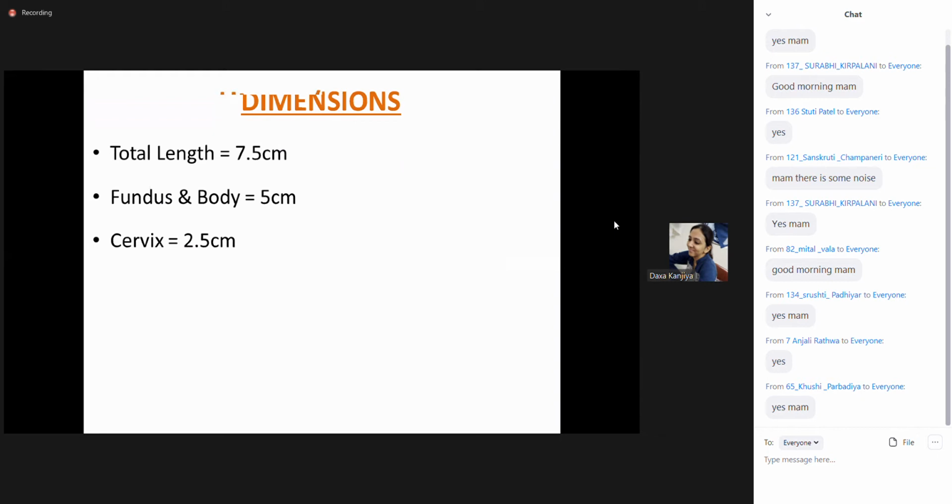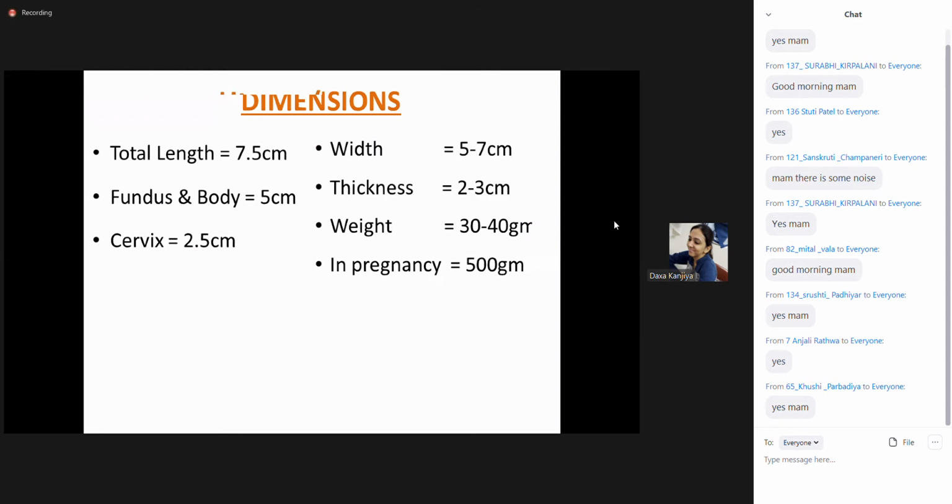Now the size and shape of the uterus. Total length of the uterus is around 7.5 centimeter, which includes the fundus and body, around 5 centimeter, and the cervix, 2.5 centimeter in length. Width is 5 to 7 centimeter. Thickness is 2 to 3 centimeter. Weight is around 30 to 40 grams. But in pregnancy, it comes to around 500 grams.